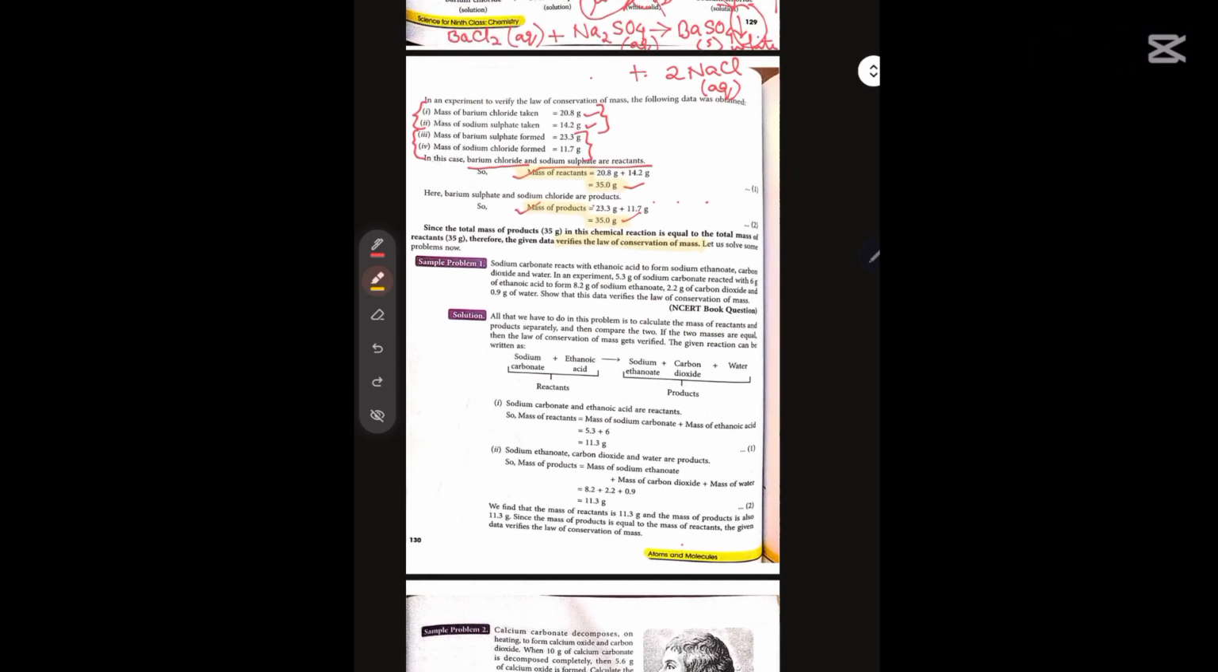Now this is again an important question from NCERT. We can see sodium carbonate, one of the reactants, reacts with ethanoic acid to form sodium ethanoate, carbon dioxide and water. What you need to know is that sodium carbonate and ethanoic acid are reacting, so they are reactants, and these are formed, so they are products. You just need the individual masses, nothing else.